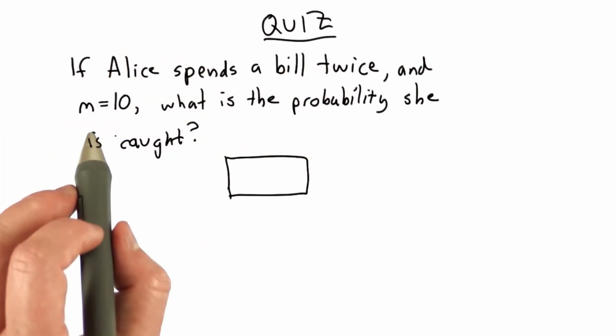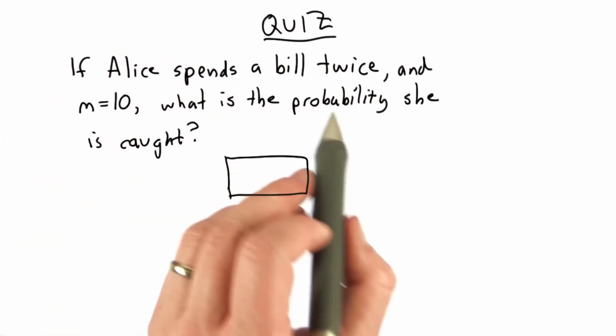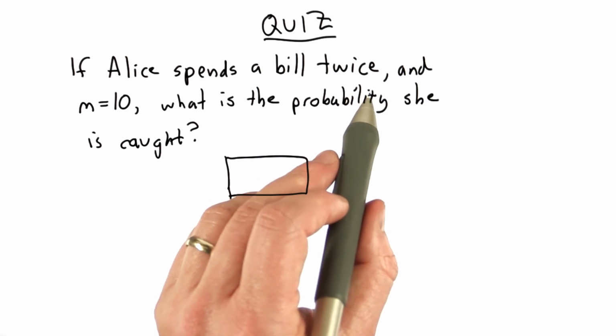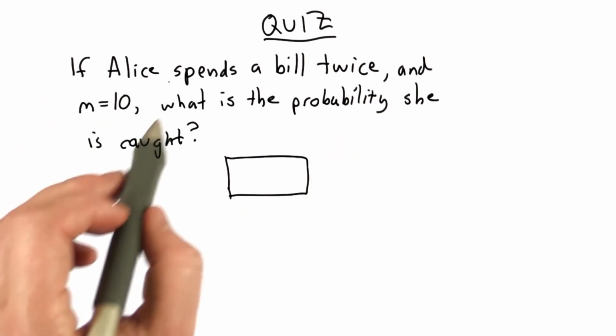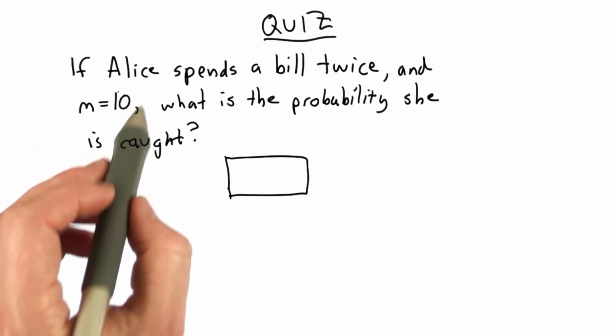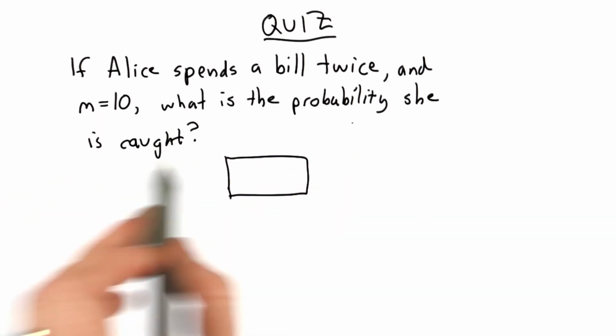So to see that you understand all this, the question is: if Alice spends a bill twice, and M, the number of identities included in the bill, is 10, what's the probability that she gets caught?